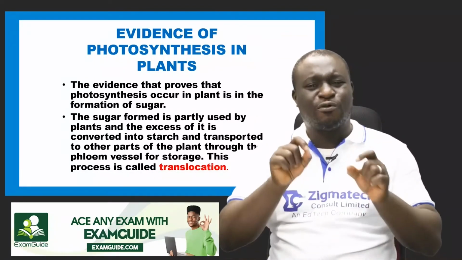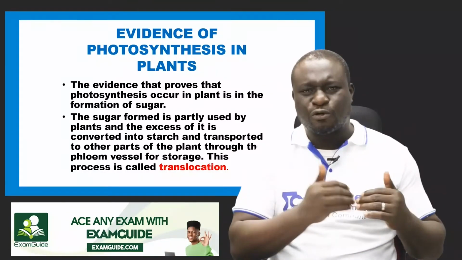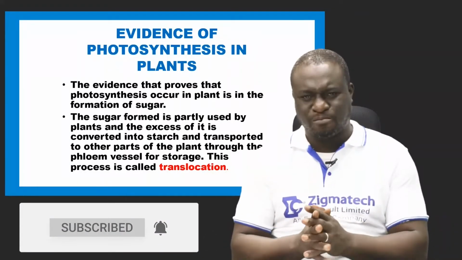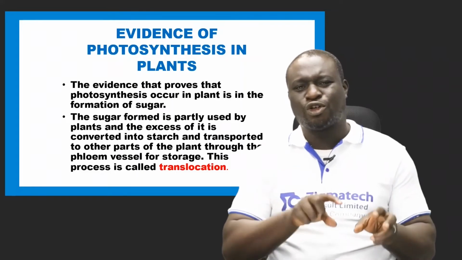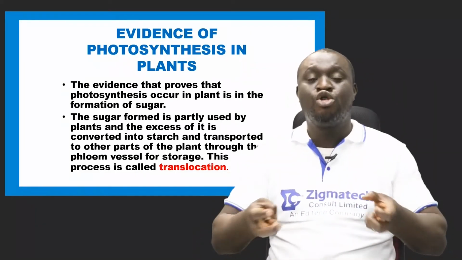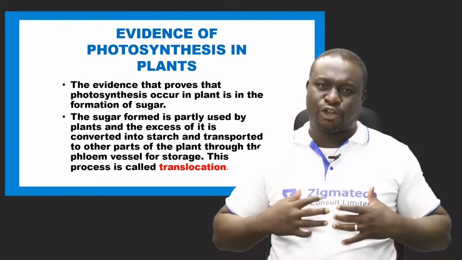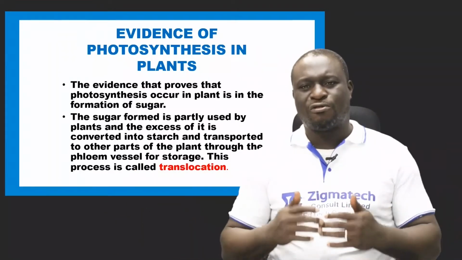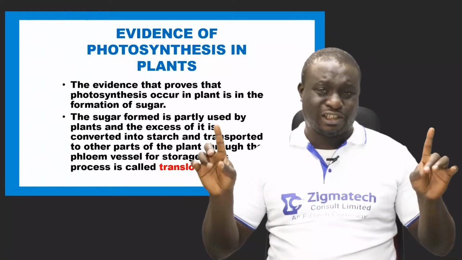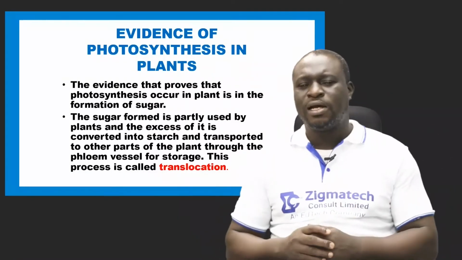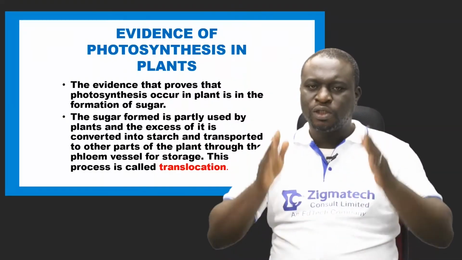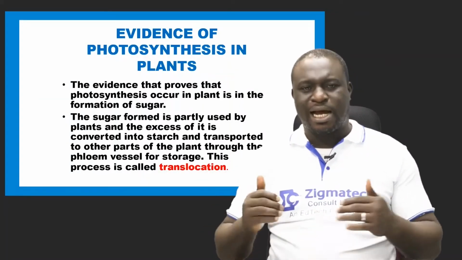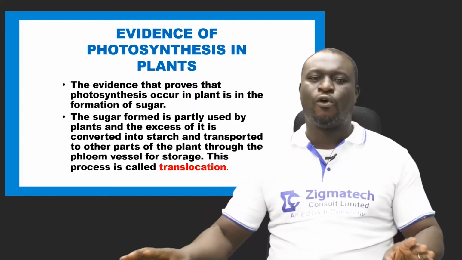The process by which the phloem transports manufactured food from the leaves to other parts of the plant is what we call translocation. Translocation occurs after the plant has made use of the food it has manufactured. The excess is stored in several parts of the plant, mainly as starch and other forms like fats, oils and proteins. So one way to prove that a green plant has undergone photosynthesis is to test for starch.